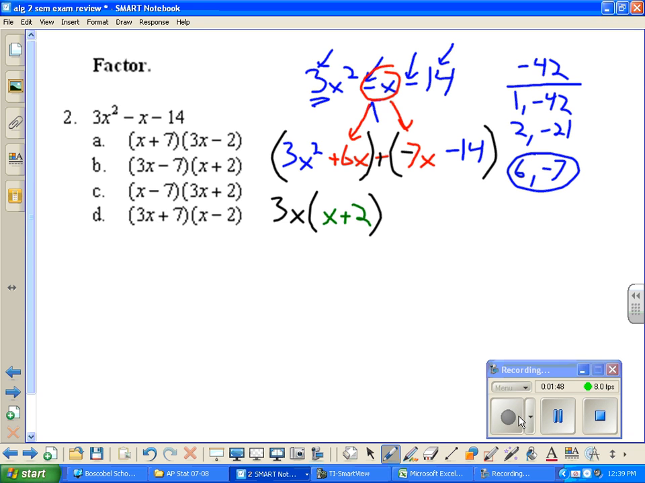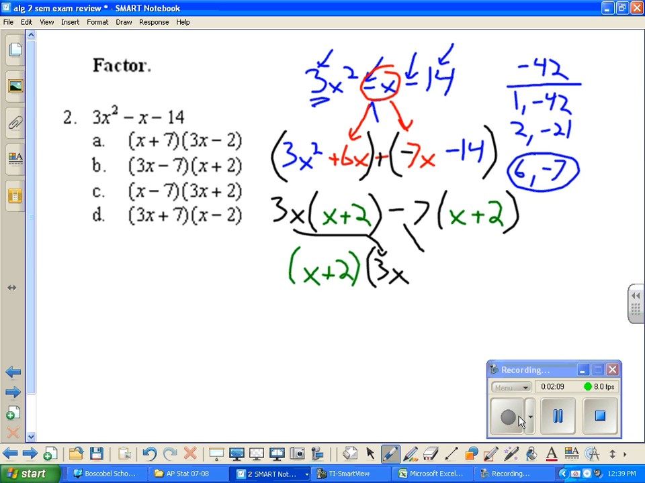Then I have negative 6x and negative 14. For this one, I'm going to factor out a negative 7. What I end up being left with, again, is x plus 2, which is what I wanted. So now I factor out my x plus 2. And what's left behind is 3x and minus 7, which is my final answer.